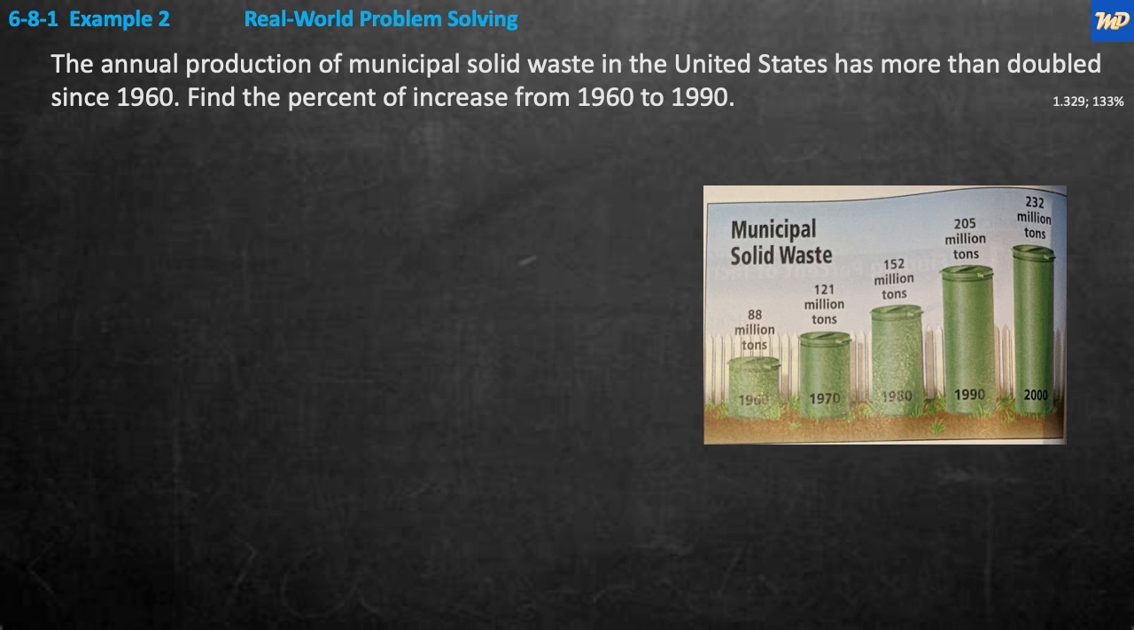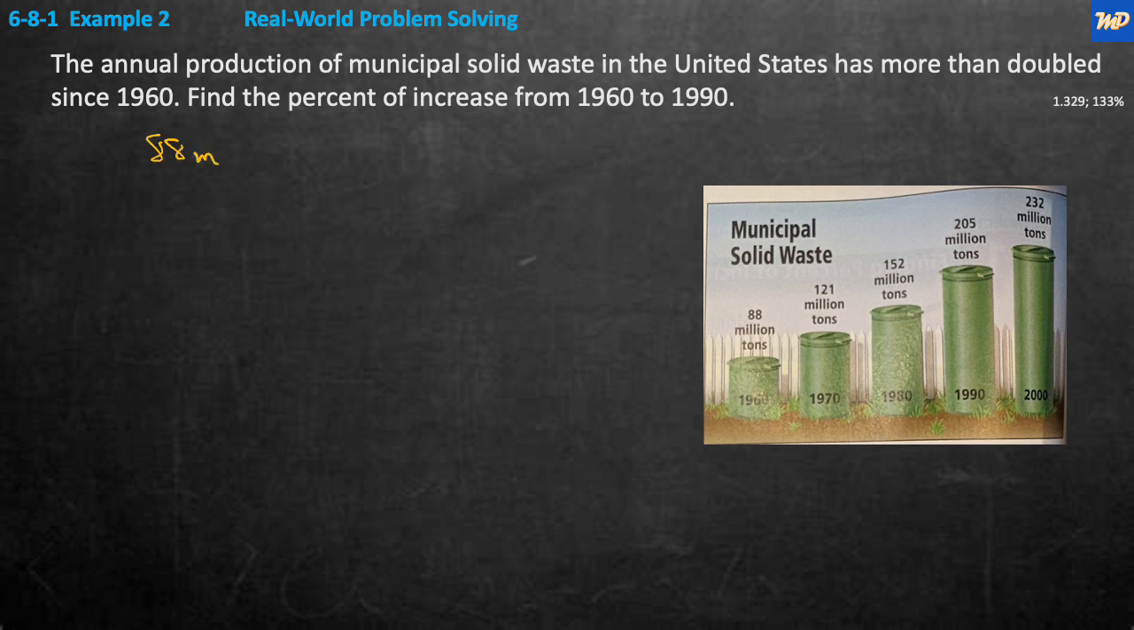Example 2, real-world problem solving. The annual production of municipal solid waste in the United States has more than doubled since 1960. Find the percent of increase from 1960 to 1990. Okay, so as we look at this little chart, where 1960 happens to be the first barrel of waste there, and it's 88 million. So I'm just going to write that down. So 88 million, okay?